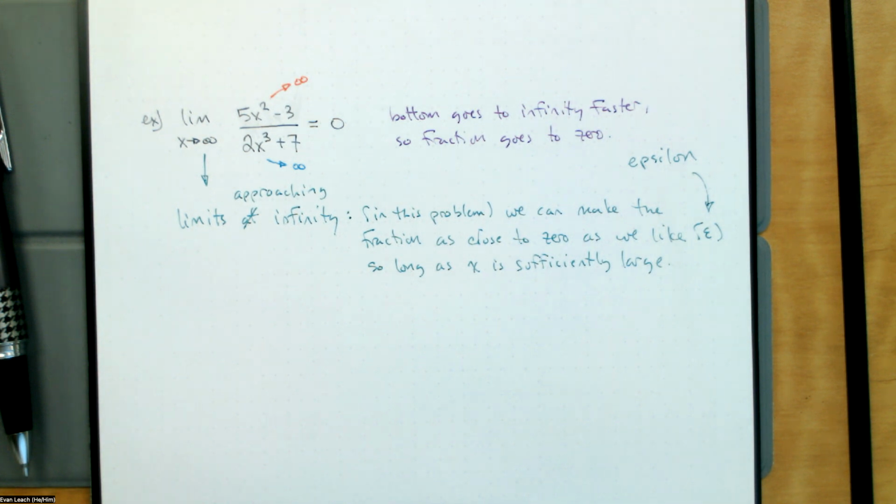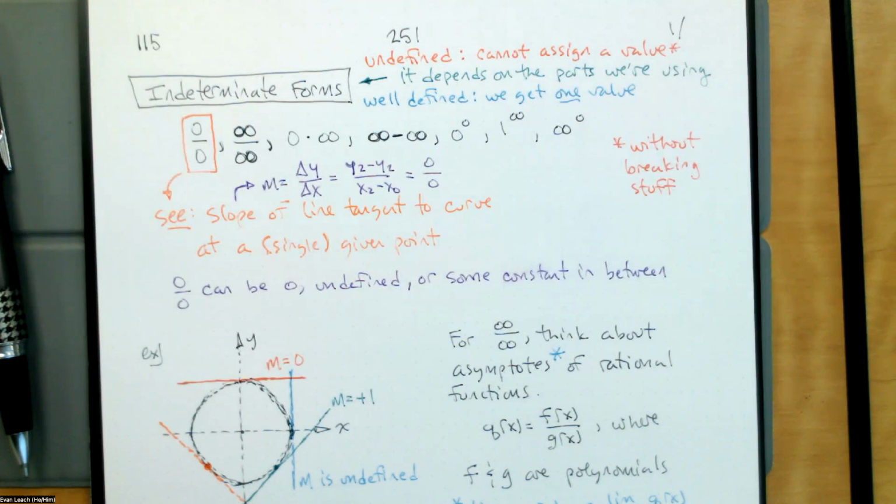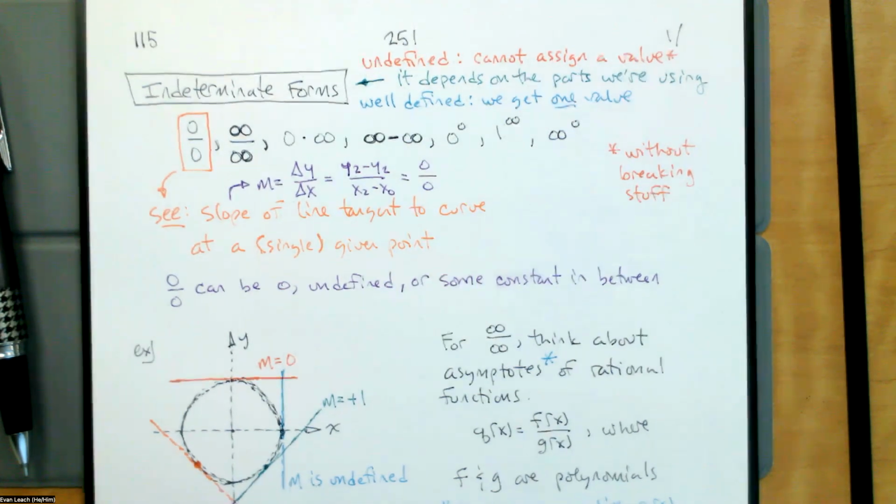Undefined means it can't be defined. We can't say that 1 divided by 0 is some value. We can't even say something like 1 divided by 0 is infinity, because sometimes 1 divided by 0 is negative infinity. So it just doesn't work. We're not giving a number. Indeterminate means it depends. So that's kind of like the scale, the hierarchy of defining stuff.